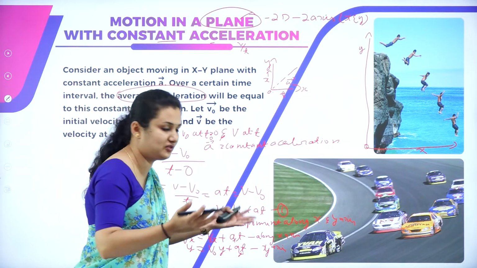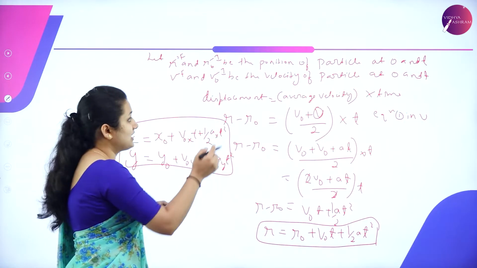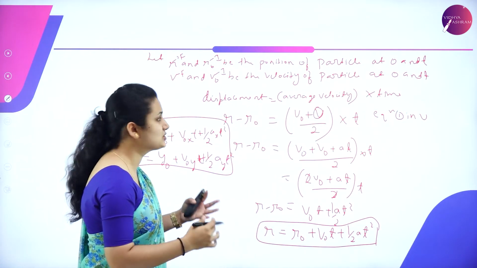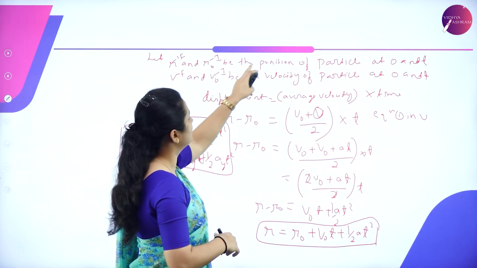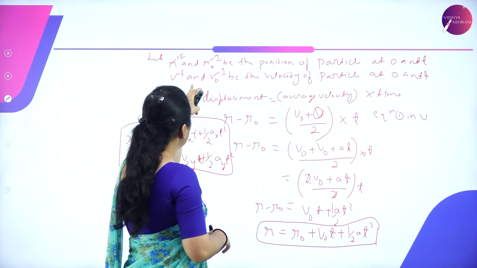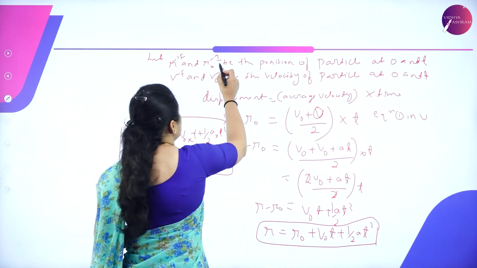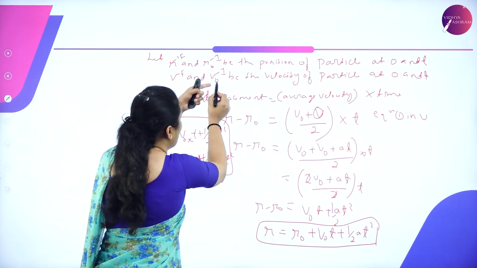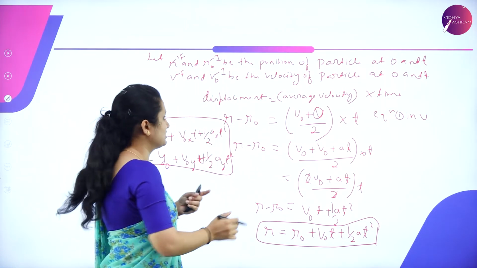I have resolved velocity. From this equation 1, remember this equation 1 because I need to substitute that V here. I next want to calculate displacement. So if R naught and R be the position of the particle at 0 and t, V naught and V be the velocity of the particle at 0 and t. So this is my initial displacement, this is my final displacement. This V naught is always the initial velocity and this is my final velocity.